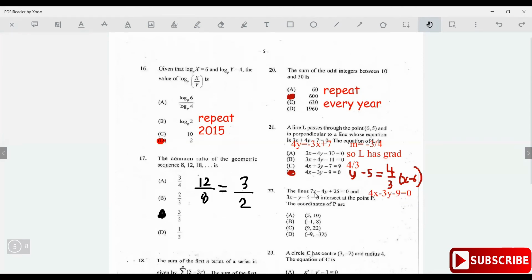All right, now this says the lines 7x minus 4y plus 25 equals 0 and 3x minus y equals 0 intersect at P. What are the coordinates of P? So what you can do is, since this has 4 and this has minus 1, you can multiply the second equation by 4 to get 12x minus 4y. Multiply minus 5 times 4 to get minus 20 is equal to 0. And this up here we have is 7x minus 4y plus 25 is equal to 0. Then what are you going to do? You're going to subtract the two equations.